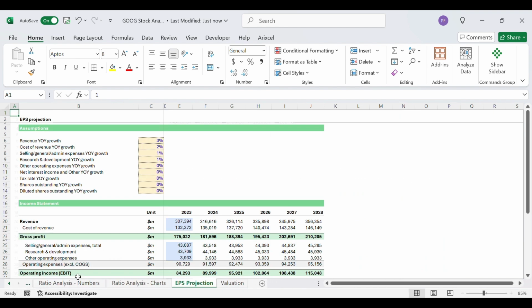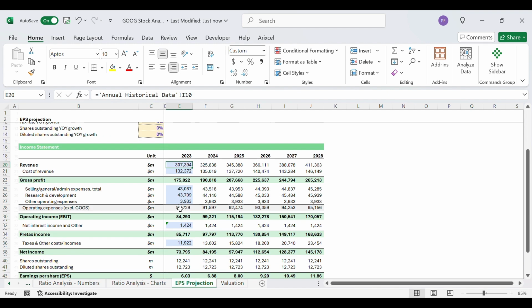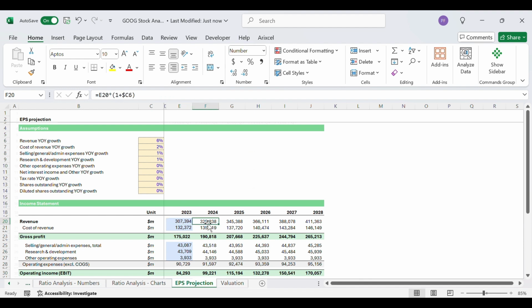And then the final 2 tabs are the earning per share projection, where you can give your estimates about how you expect, for example, the revenues to grow. If you expect the revenues to grow in the next 5 years at a rate of 6% per annum, sorry, not 600, of course, just 6%, the data will be updated. This is actual data, 2023 is actual data.